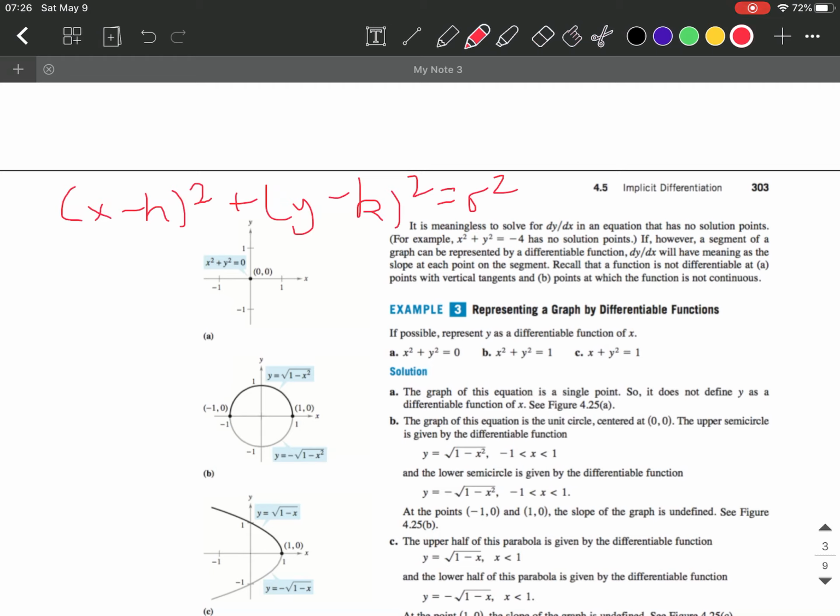So for A, you have a circle with a radius of 0. A circle with a radius of 0 is pretty much a point. A point is not differentiable. So in this specific example, they ask you, if possible, represent y as a differentiable function, and it is not.